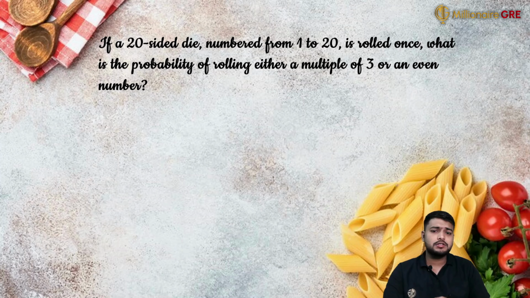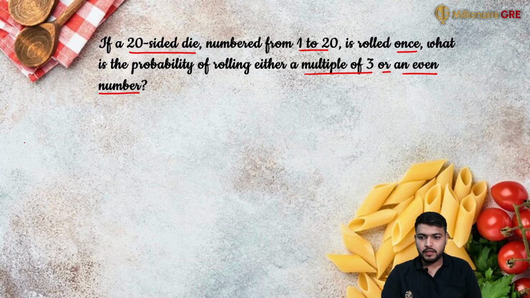I want you to pause the screen and give this question a try. I hope you have done so. Now let's solve it together. There is a 20-sided die numbered from 1 to 20 and it's rolled once. What is the probability that it is either a multiple of 3 or an even number?